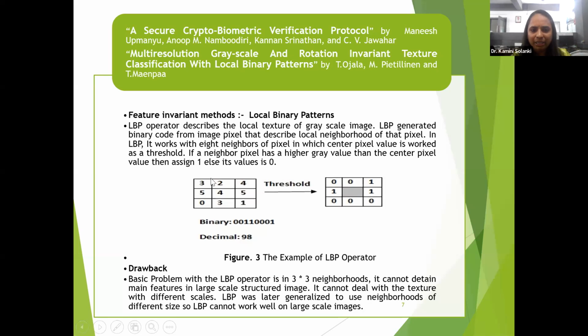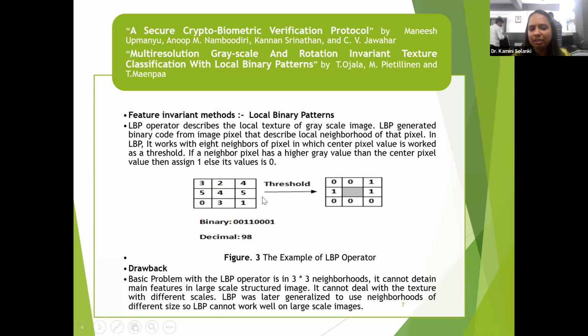So 3 minus 4, right? If it is positive, then 1. If it is negative, then 0. So 3 minus 4, then 2 minus 4, 4 minus 4, 5 minus 4. So you get either 0 or 1. This means you are converting the decimal values of the grayscale image into binary values. So you will get the binary values of your neighbors.